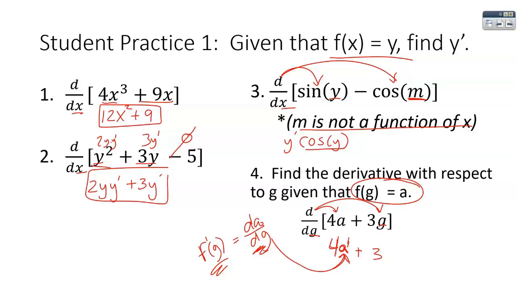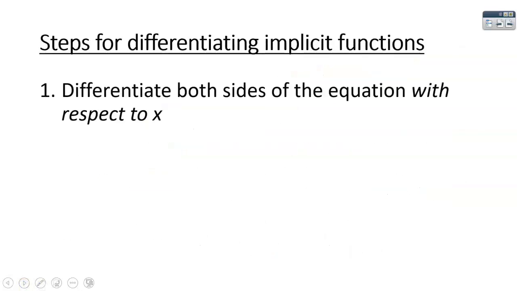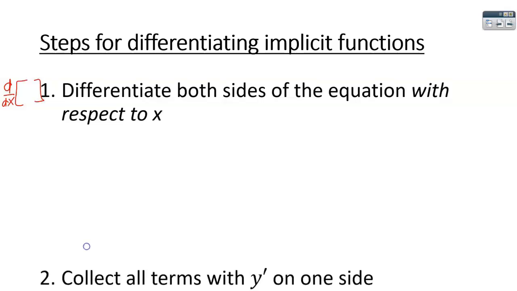Okay? So, now that we've done that, you guys are now ready to do the main goal of today, which is to do implicit differentiation. In other words, find the derivative of an implicit function. So let's go ahead and give you guys some steps. The first thing you're going to want to do is differentiate both sides of the equation with respect to x. So what that means is we're going to put a d over dx, with some brackets around the equation, just like that. That's what I mean. And you're going to go ahead and do what we've just been talking about all along.